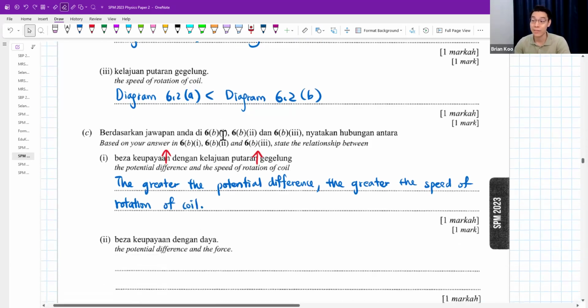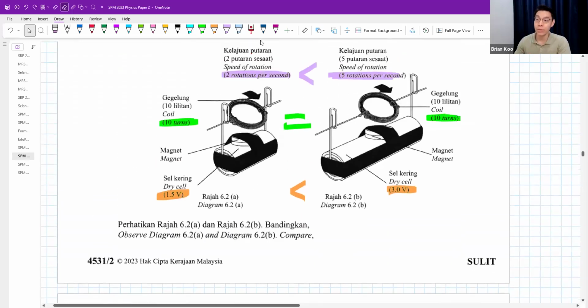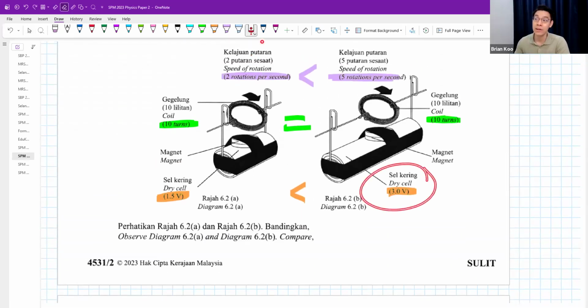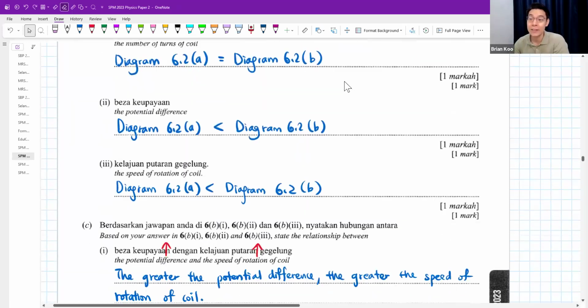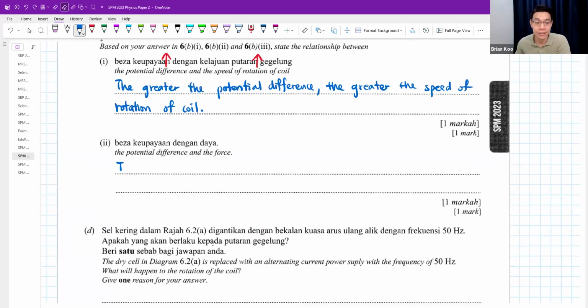Okay, then potential difference and the force. The greater the potential difference, confirm the greater the force. Because the force is greater, therefore, it will spin more rotation in 1 second. The reason why it can spin so much is because it has more potential difference, then more force, then it will spin faster. Okay, so greater again. Or increase also can. The greater the potential difference, the greater the force.